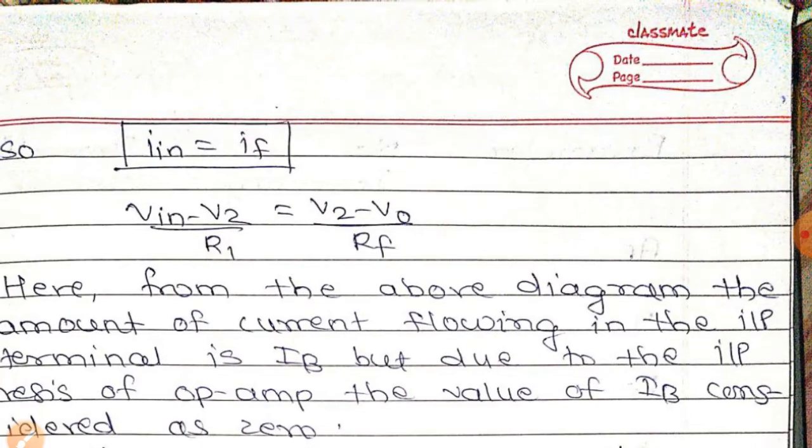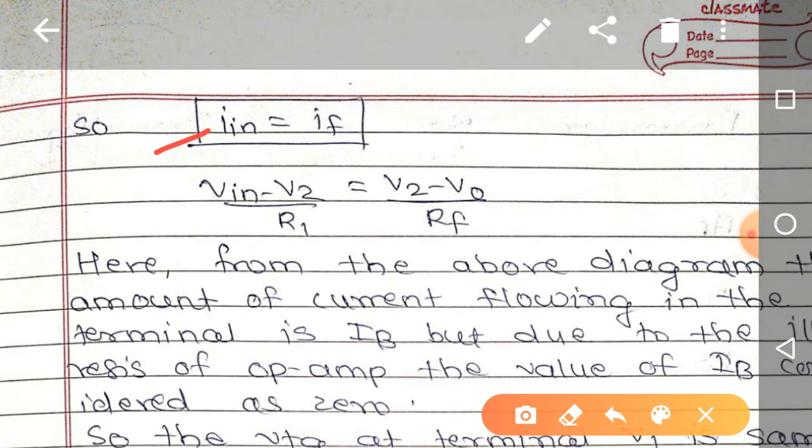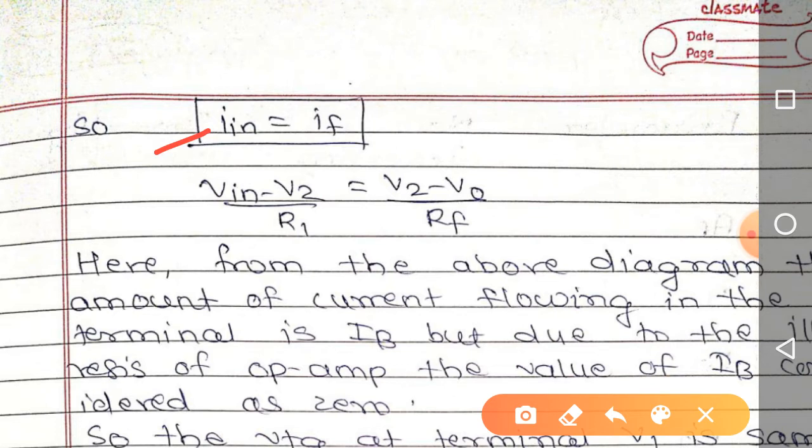Here, Iin is equivalent to IF. Using the voltage division formula we can write down: (Vin minus V2) upon R1 is the value of Iin, and IF is equal to (V2 minus V0) upon RF. According to the voltage division formula, we write down the values of Iin and IF.